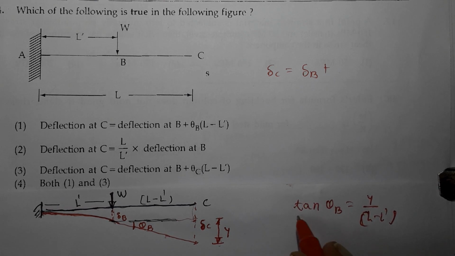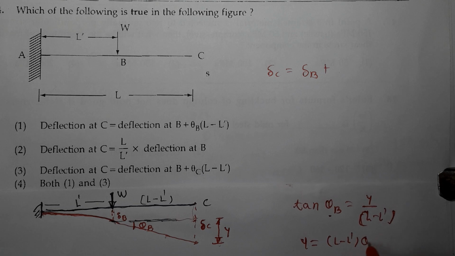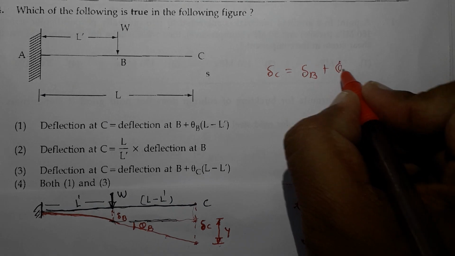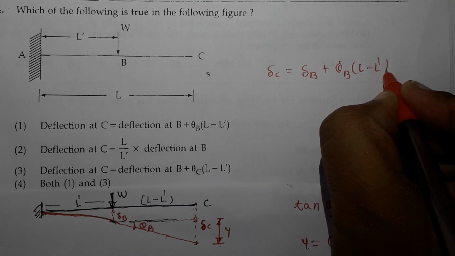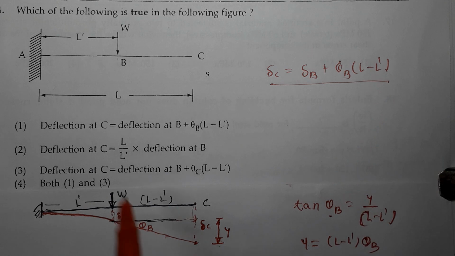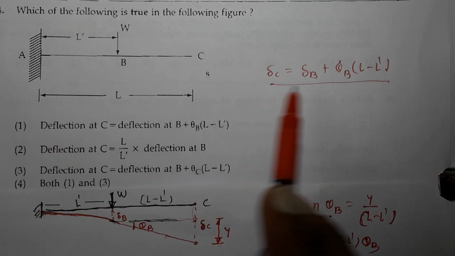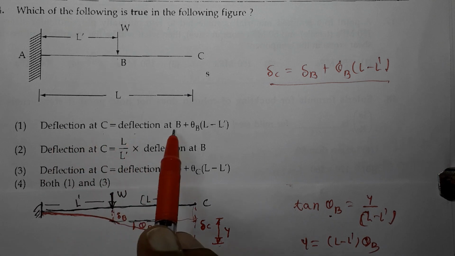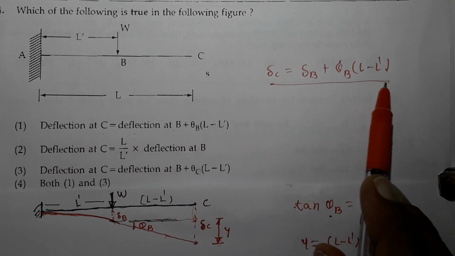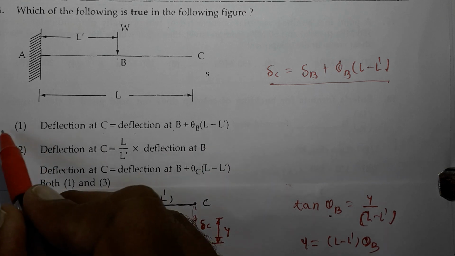Now theta B will be a very small angle, and for small values of angle theta, tan of theta can be written as theta, and therefore y will be L minus L dash into theta B. So delta C can be given as delta B plus y, so delta C is delta B plus theta B into L minus L dash. So this is the deflection at C. Now if we observe the first option, deflection at C is equal to deflection at B, that is delta B, plus theta B into L minus L dash. So the first option is correct.